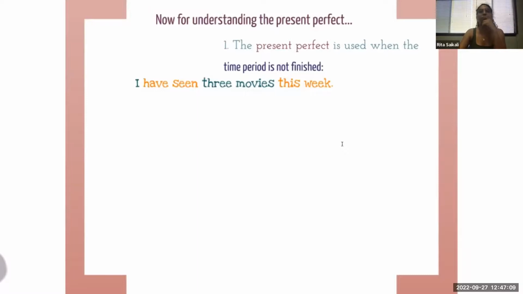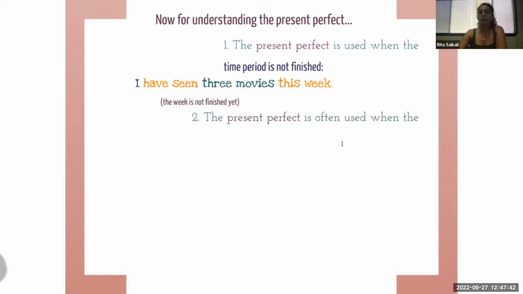I have traveled to Mexico three times this semester. Cool? The semester is not over yet. And it doesn't matter exactly when I went to Mexico in this semester. It just matters that I did that. And it's not done yet, so it's in the present perfect. Awesome.